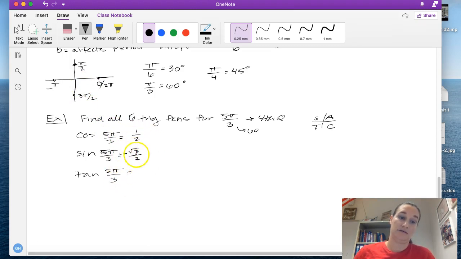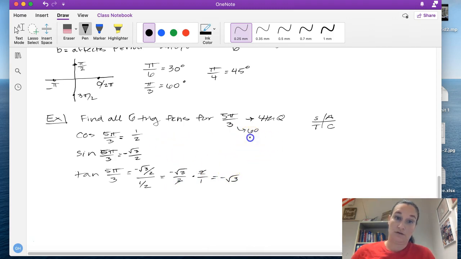Okay, so positive, negative. Tangent, here's that trig identity again: tangent is sine over cosine. Once we know sine and cosine, we can do tangent. So we have negative square root of 3 over 2, over 1/2. We don't divide fractions, we multiply by the reciprocal, and we want to simplify if we can. We can cross cancel the 2, so this is just negative square root of 3. Okay, so those are our big 3.